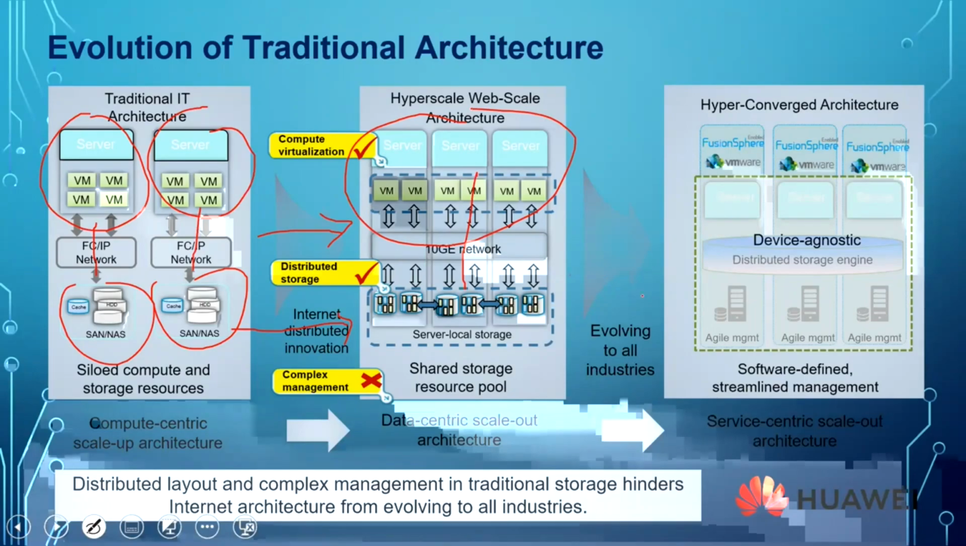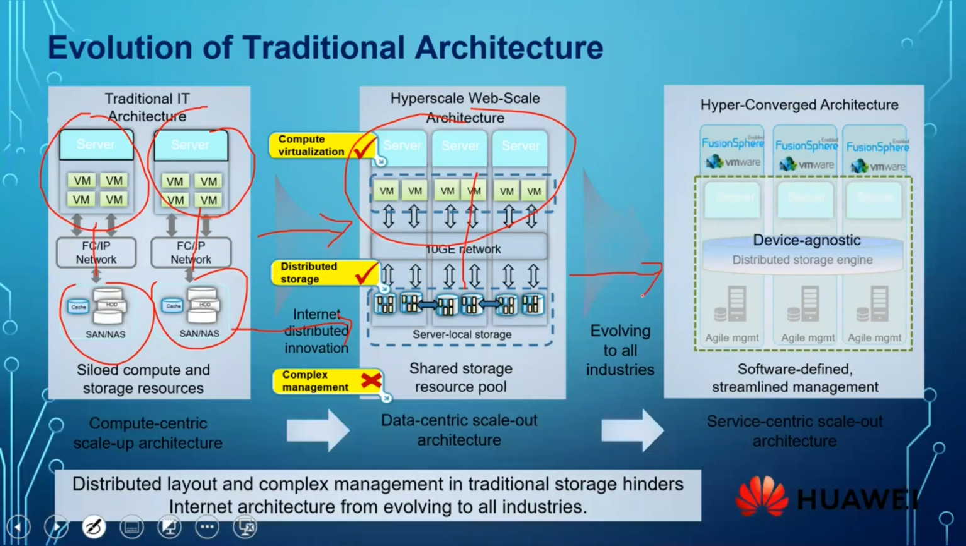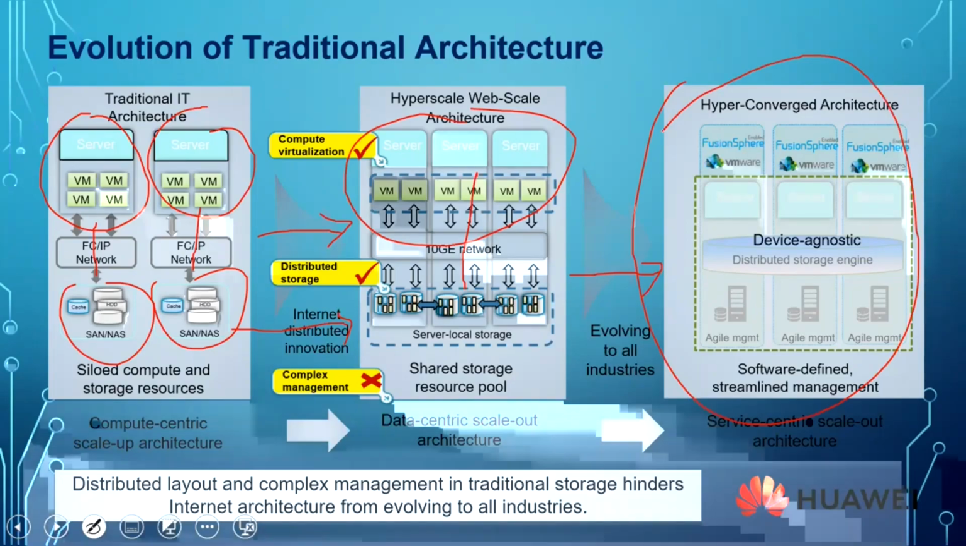In hyperconverged architecture, we have a service-centric scale-out architecture. In one box, we have everything: storage, network, and compute, all in one node, one complete box. So you have software-defined HCI, hyperconverged architecture, which has storage, network, and compute.